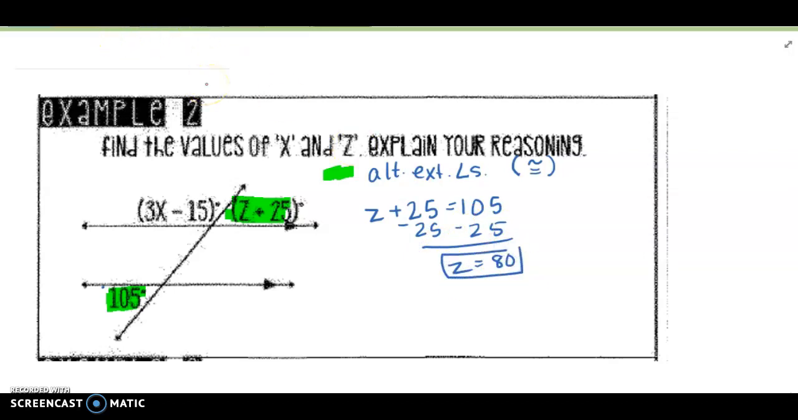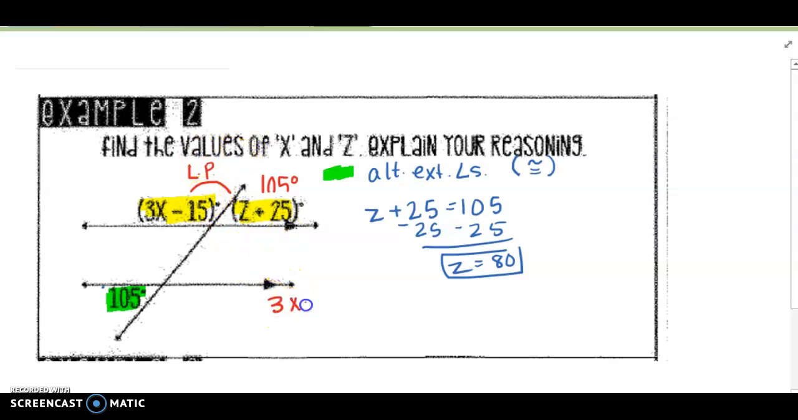All right, now that I know Z equals 80, if I plug it in, 80 plus 25, that means this is 105 degrees. Okay, let me erase this here. Now if I look at this angle and this angle, I notice that these are a linear pair. And we should know by now that all linear pairs are supplementary. So I can add them up.